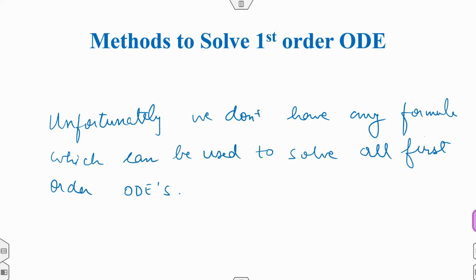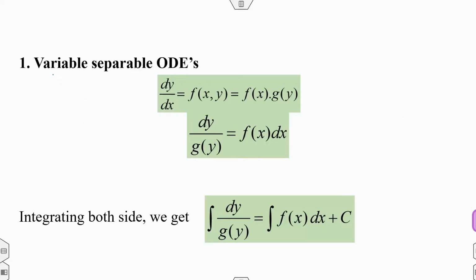So we will start with the special case. Let's see the special case. So now we will start with our first method, that is variable separable ODEs.